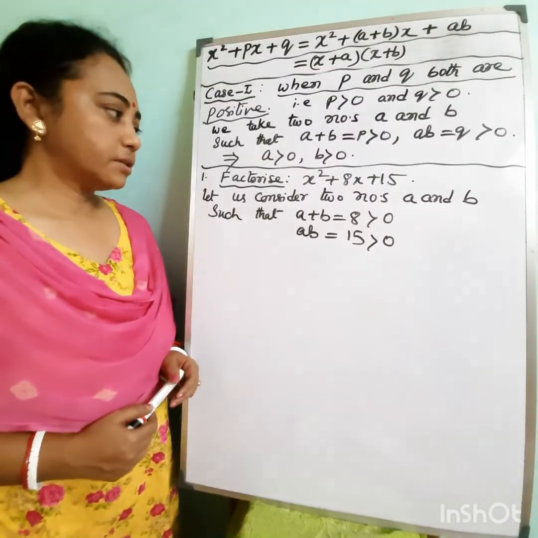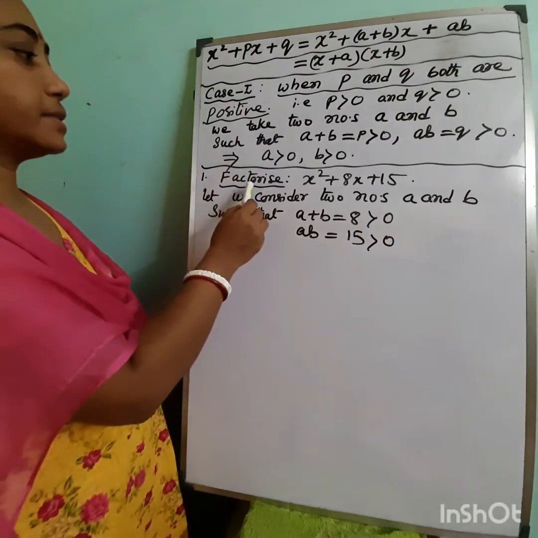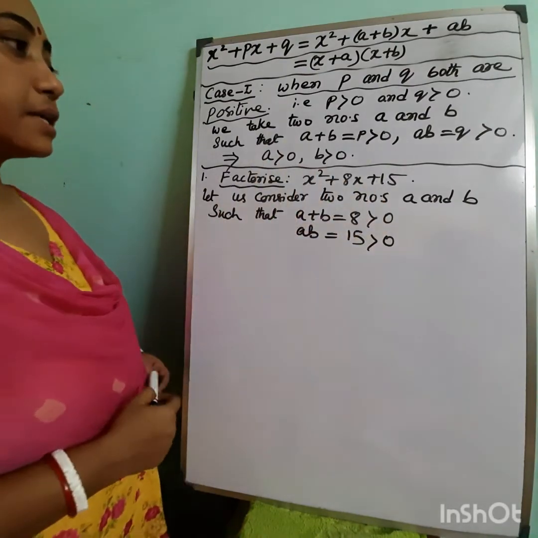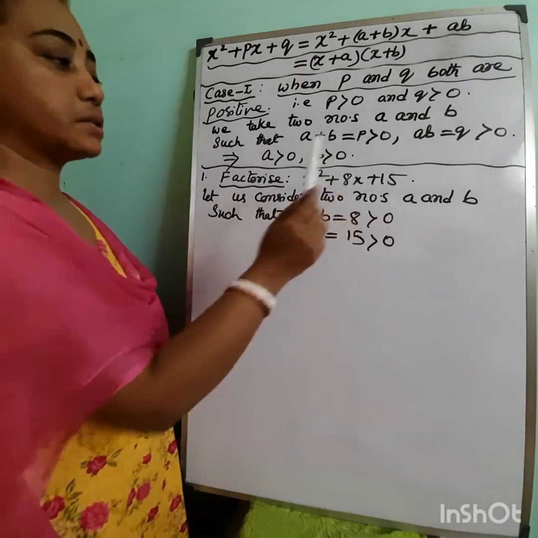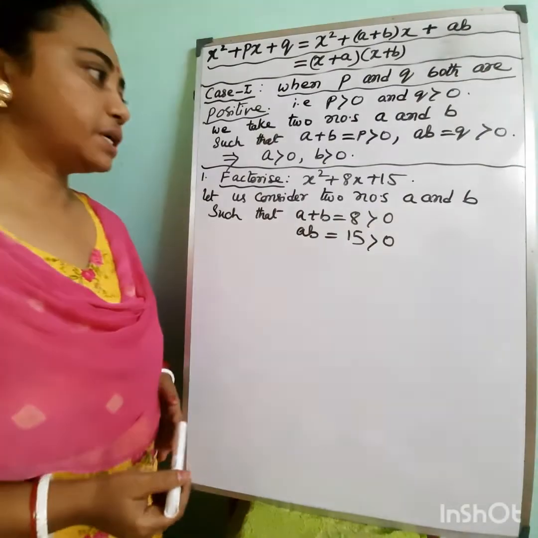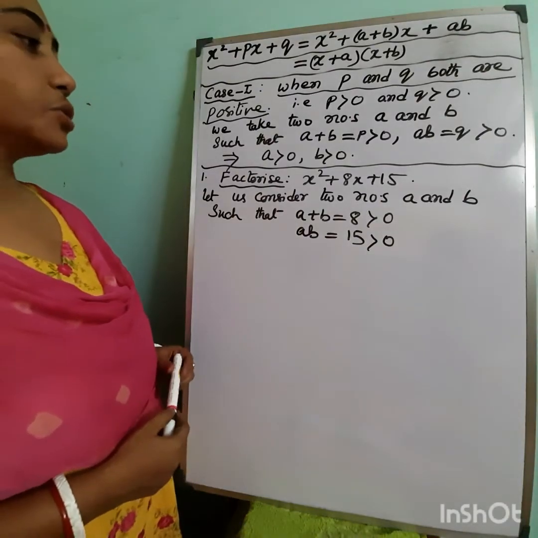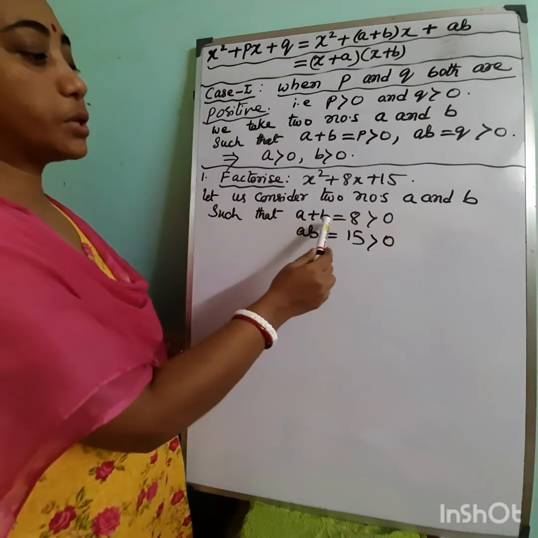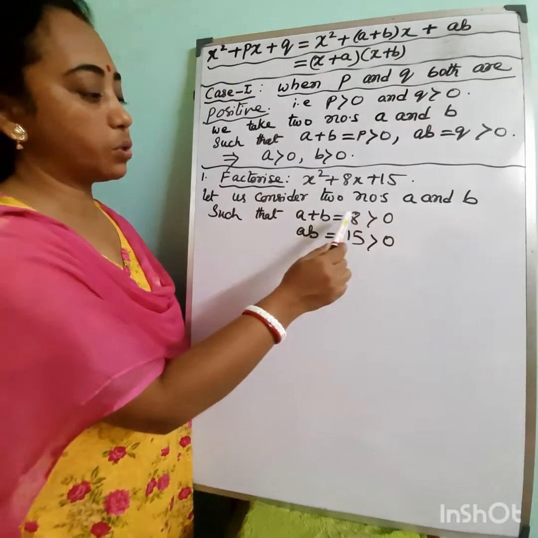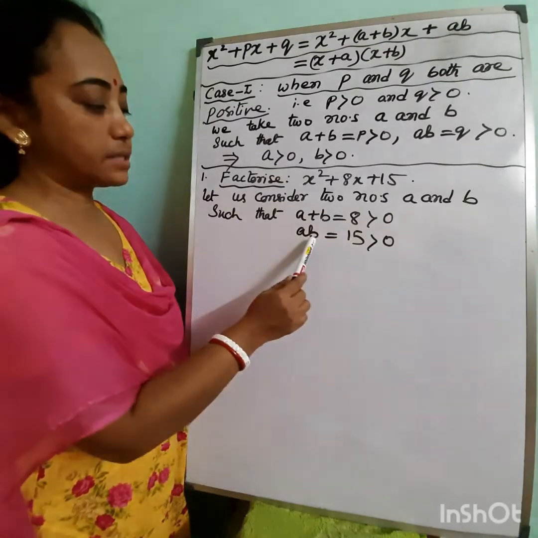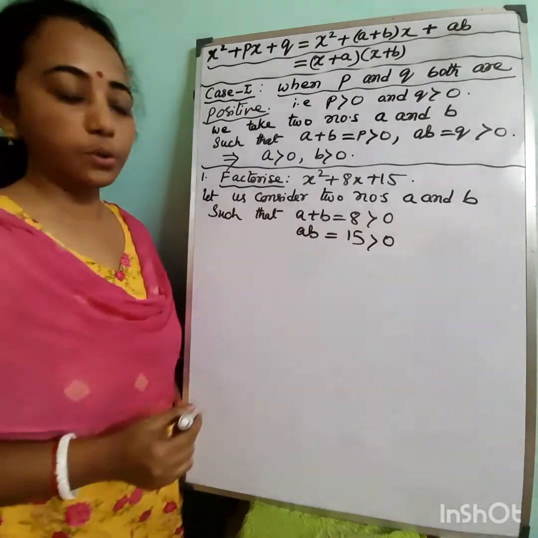Let us consider one example: factorize x square plus 8x plus 15. In this case, the coefficient of x is positive and the constant term is also positive, that is p and q both are positive. So let us consider two numbers a and b such that the sum, a plus b, is equal to 8, which is positive, and the product, ab, is equal to 15, which is also positive.